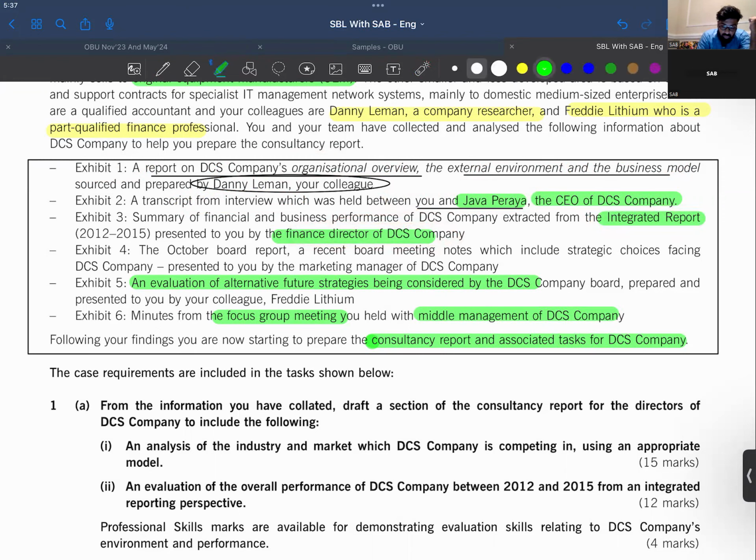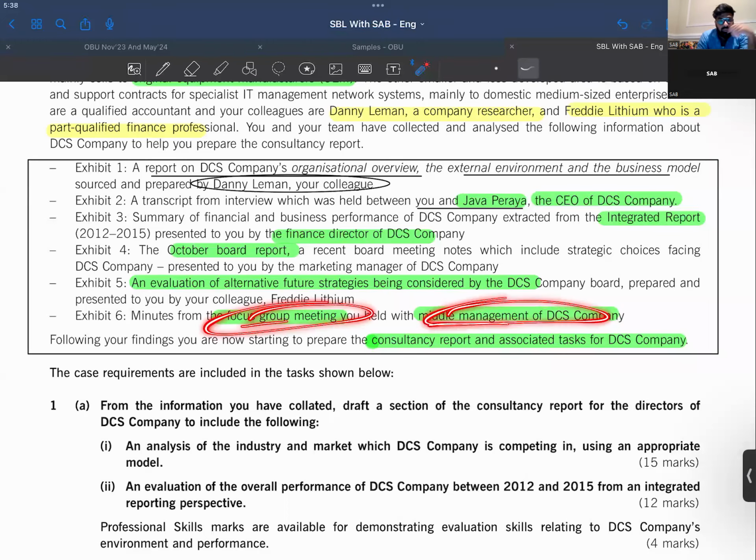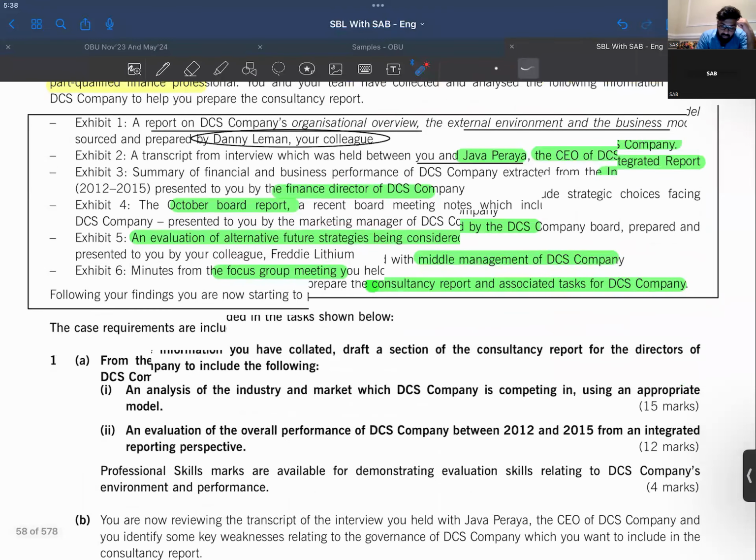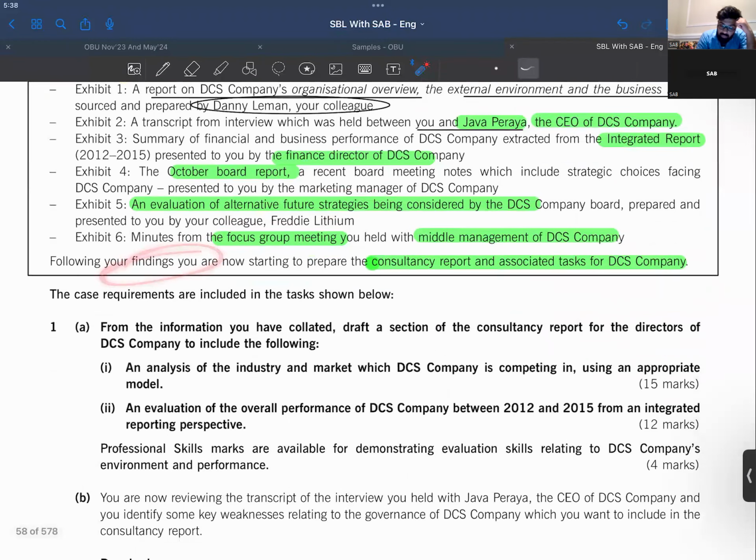Then we have the October board report, a recent board meeting held, on strategic choices and all that: an evaluation of alternative future strategies being considered by the DCS company board, right? Then the minutes of the focus group meeting held with middle management of DCS company. Following your findings, you are now starting to prepare a consultancy report and associated tasks, right?